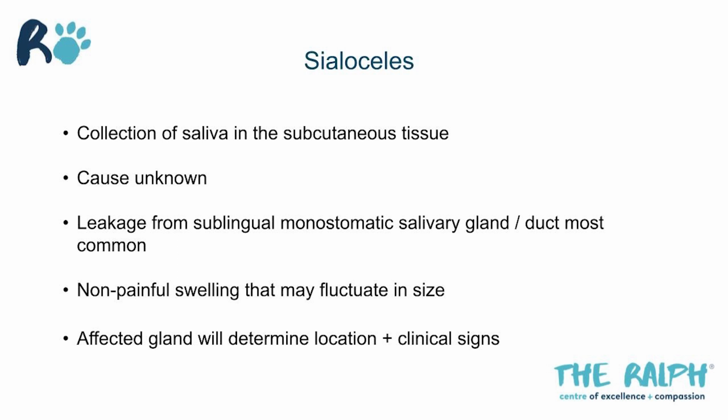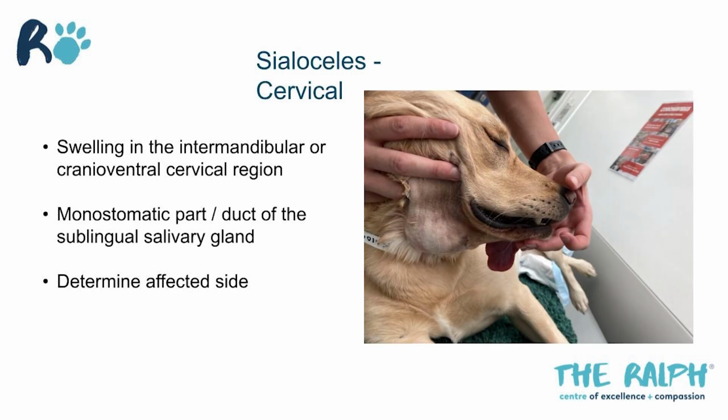And the clinical signs depend actually on the location of the affected gland, as we will see. One of the most common presentations is the cervical sialocele. So typically we will see a swelling at the ventral aspect of the neck. The gland that is affected is the sublingual, of course, the monostomatic part.